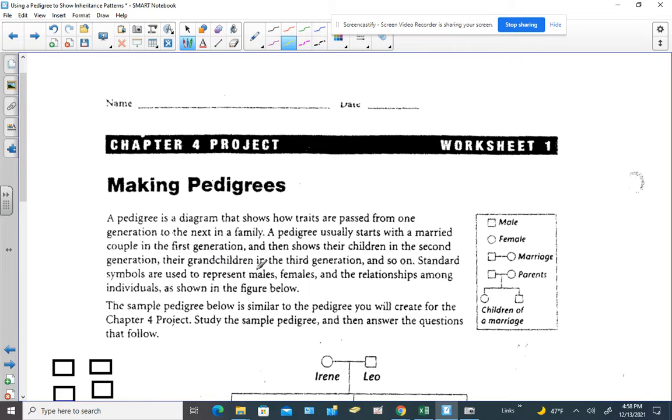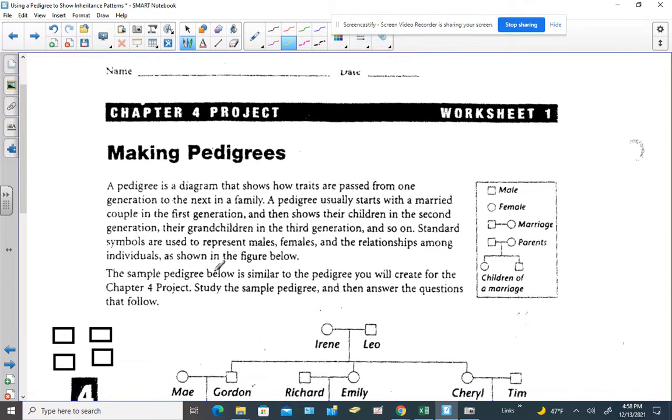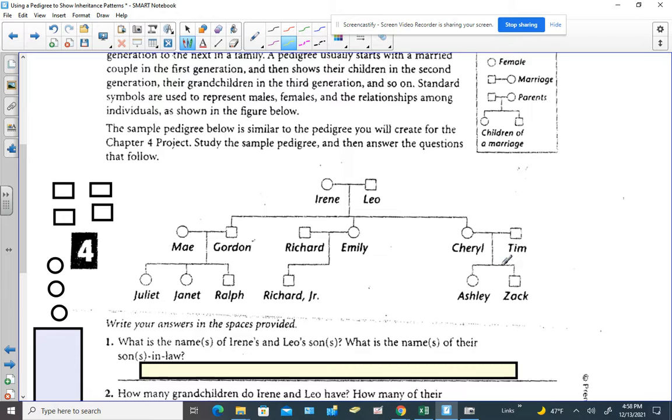Standard symbols are used to represent males, females, and the relationship among individuals, as shown in the figure below. The sample pedigree below is similar to the pedigree you will create for the Chapter 4 project. Study the sample pedigree and then answer the questions that follow. So let's take a look at this little nugget of information. Males are represented using a square. Females are represented using a circle. And if there's a marriage or the two decide to have children, we use a stick. And if there's a stick with a branch coming off, then that would be the children of that set of parents. All right, so let's take a look at the questions.